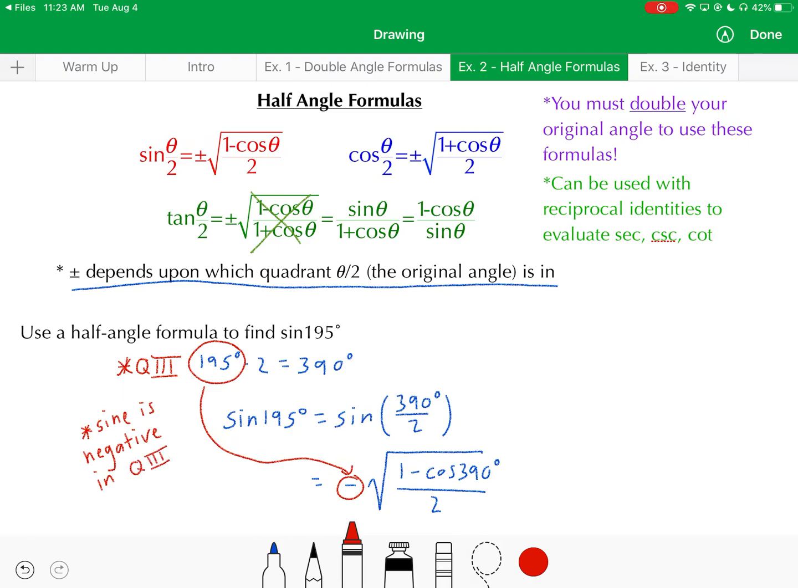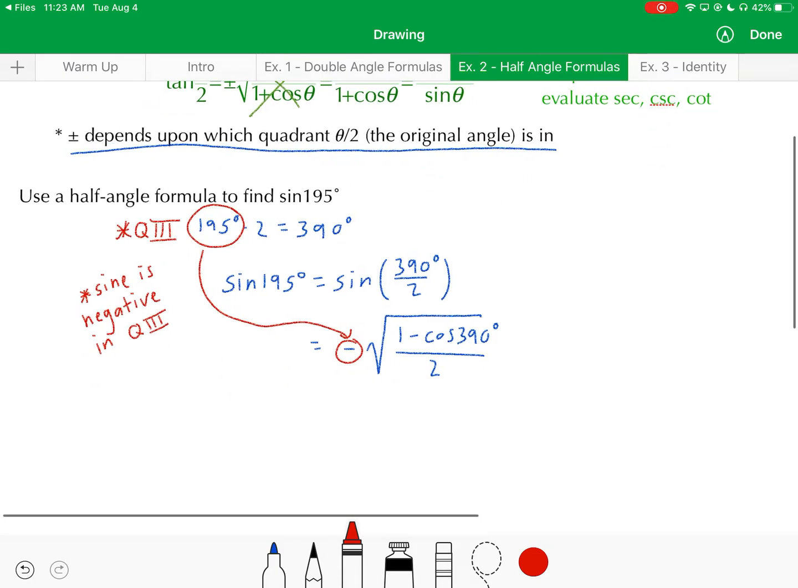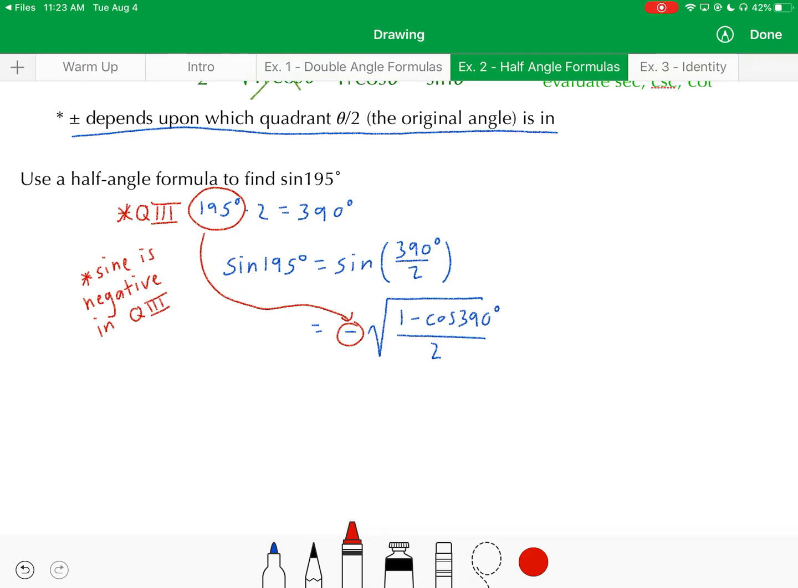All right. So now we just have to evaluate for cosine of 390 and then simplify as much as we can, okay? So let's draw out 390. So that's again going to take you to a reference triangle of 30 degrees in the first quadrant. Okay. So cosine there is positive radical 3 over 2. So this is going to become the negative square root of 1 minus positive radical 3 over 2, all over 2.